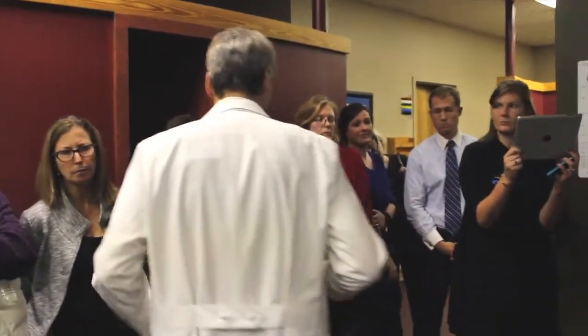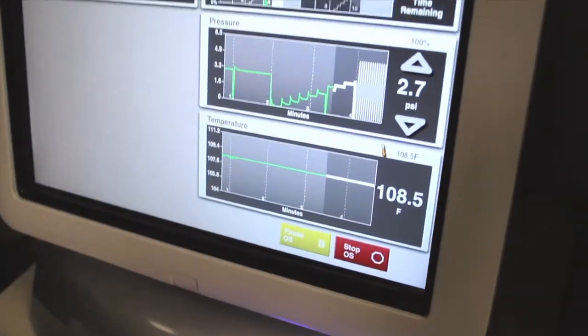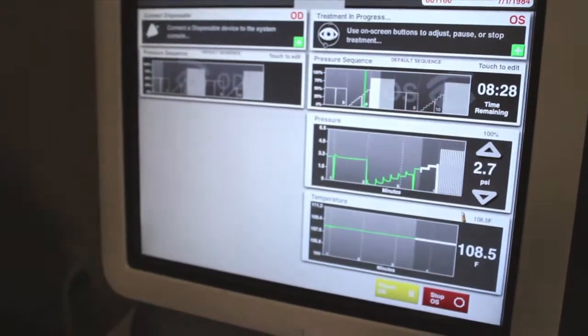You can see right now it's growing in pressure on her eye. As it steps up, you'll start hearing it now, and she'll tell you. Tell us when you start feeling the pulsation. There's one. You can actually hear it. That's what it does. It actually pulls it out and it goes back into your eyes. It's really an eye massage. It really is. And the patient, just like Dr. Schaefer said, they're just relaxing.